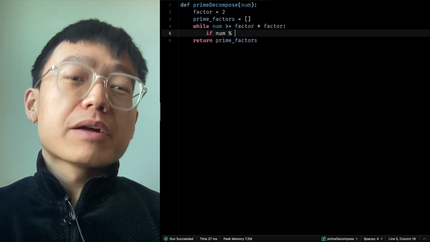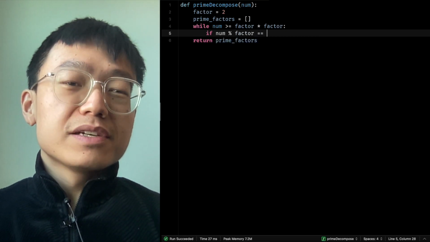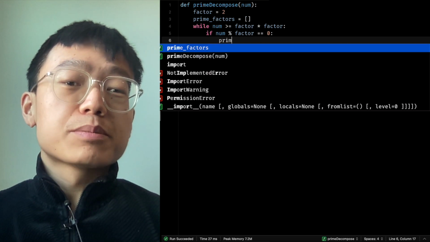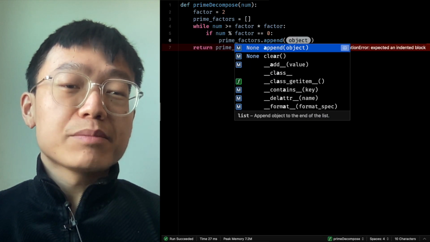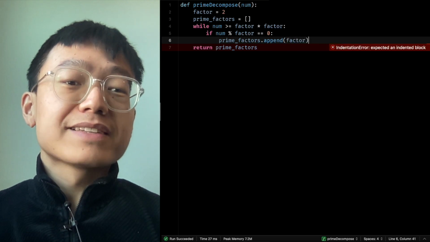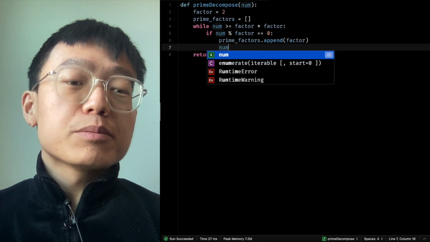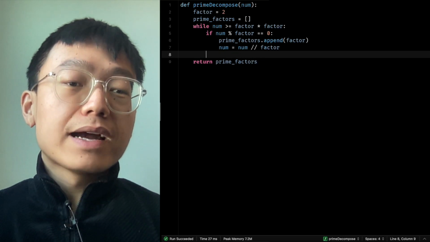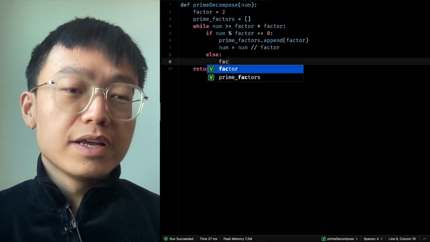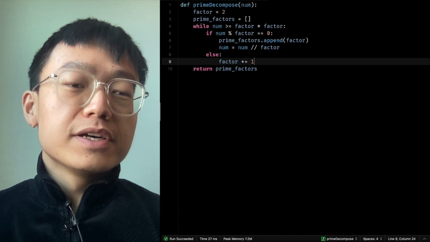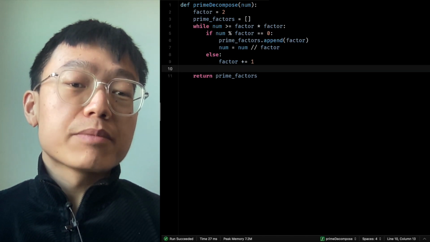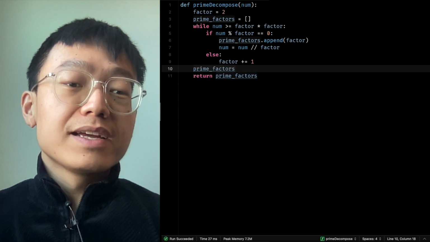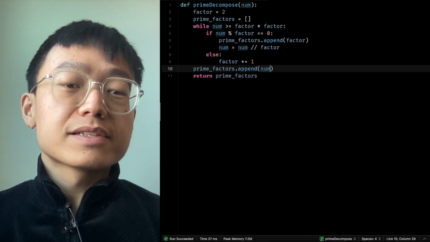if num modulus factor is 0, that means the factor is a divisor of num, so we append the factor to the prime factors and divide num by the factor so that we can find the next divisor. And if num modulus factor is not 0, then we just increment the factor by 1 and continue to our next iteration. Once the while loop is finished, num will become the last prime factor. So we append num to the prime factors list, and finally we return the list as our result.